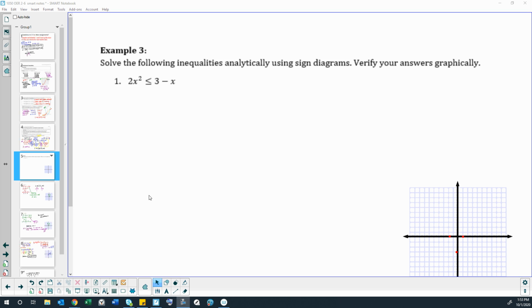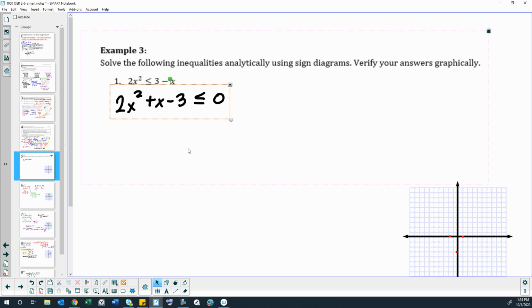Section 2.6, Example 3, Solving Inequalities Analytically. So here's a quadratic inequality: 2x squared is less than or equal to 3 minus x. We're going to start by moving all of our terms to the left with 0 on the right. So we have 2x squared plus x minus 3 is less than or equal to 0.